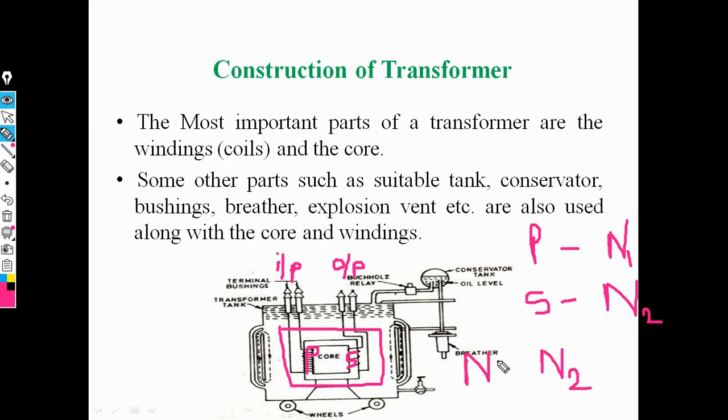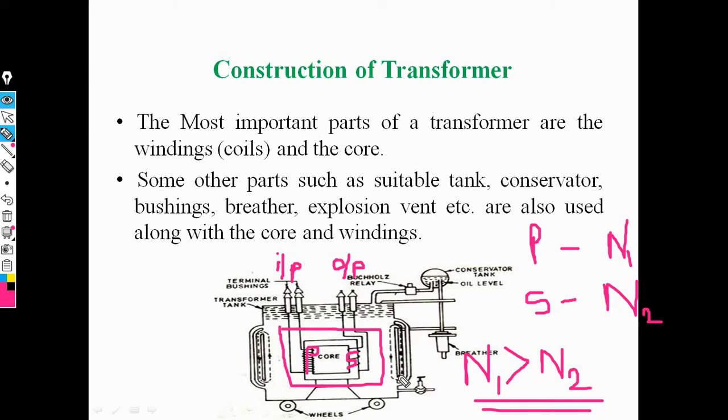The number of turns N1 is greater than N2, because a smaller number of turns is available on the N2 side and a large number of turns is available on the N1 side. This is the step down transformer, that is, N2 number of turns is less than number of turns N1. This type of transformer is called a step down transformer.